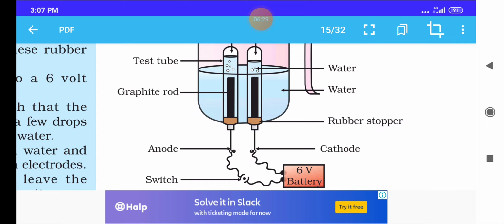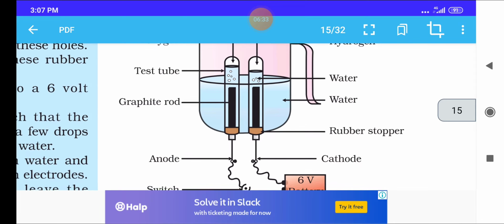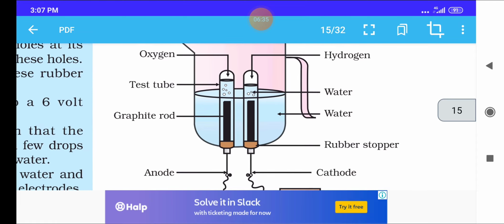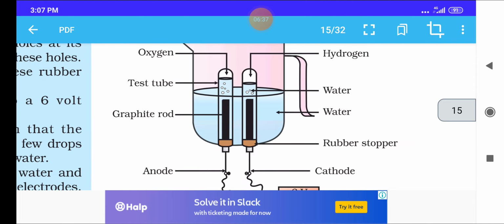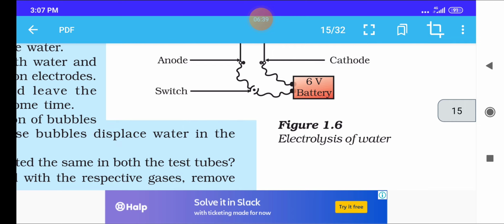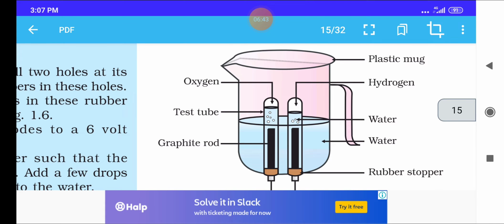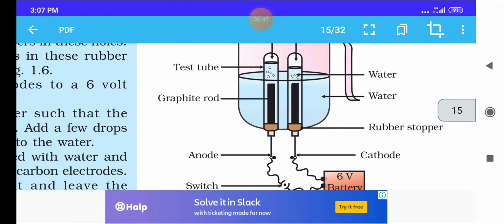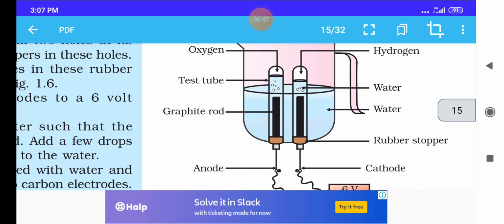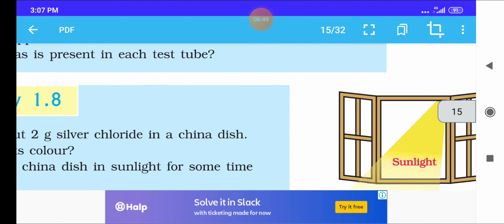You can see that the amount of hydrogen liberated at the cathode is twice the amount of oxygen liberated, and this is known as the electrolysis of water. At the anode, oxygen will be liberated; at the cathode, hydrogen will be liberated in twice the amount.